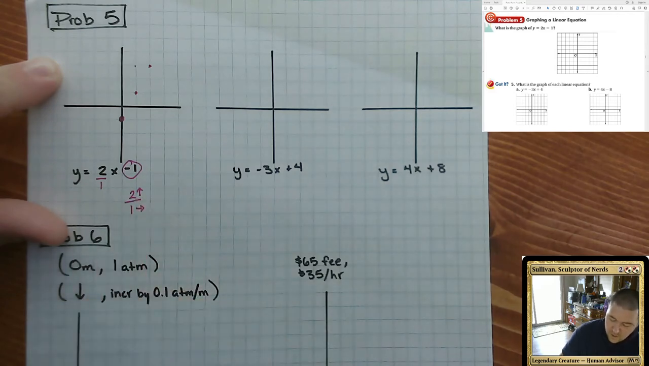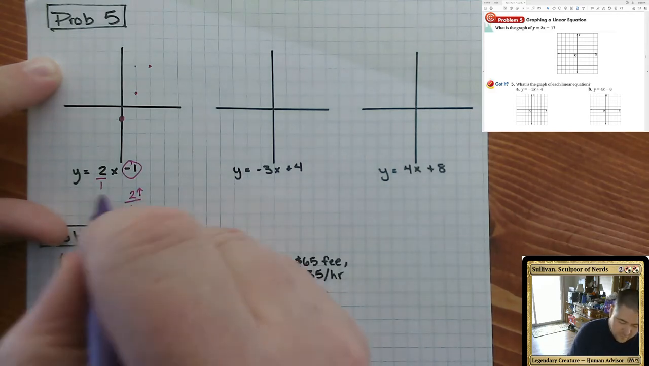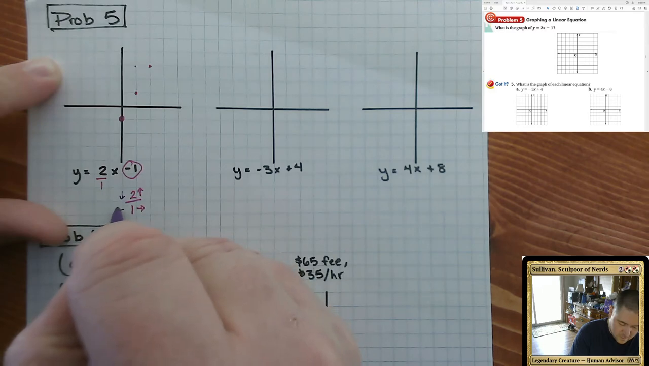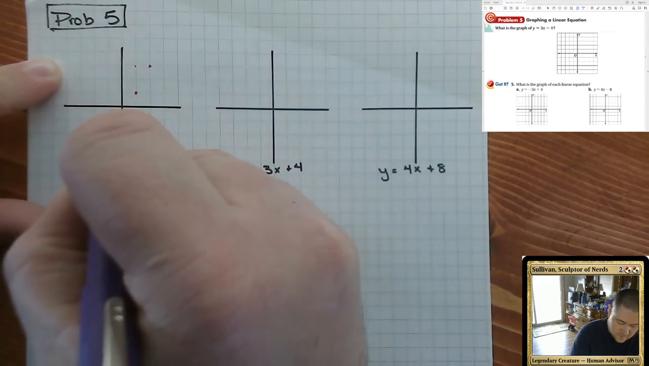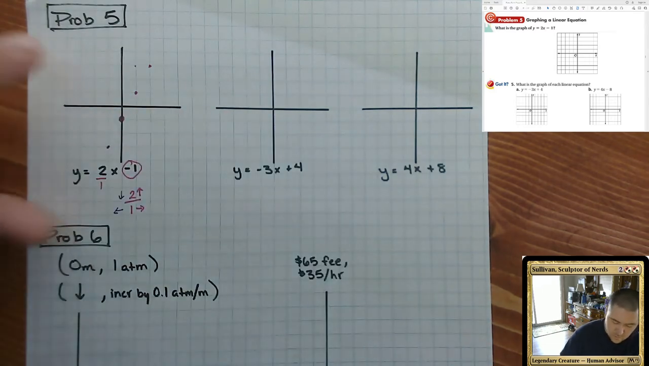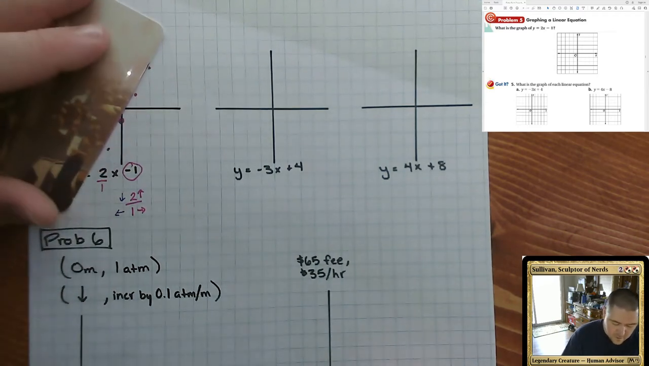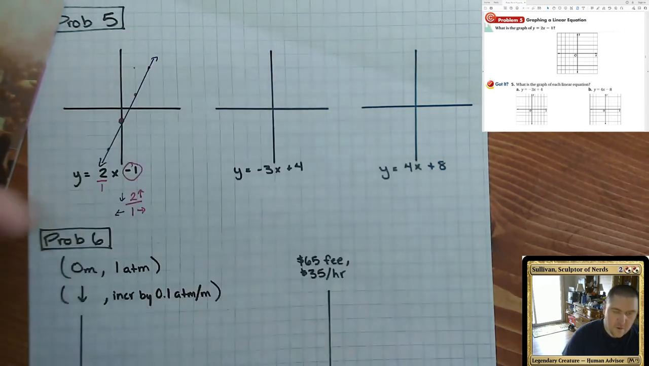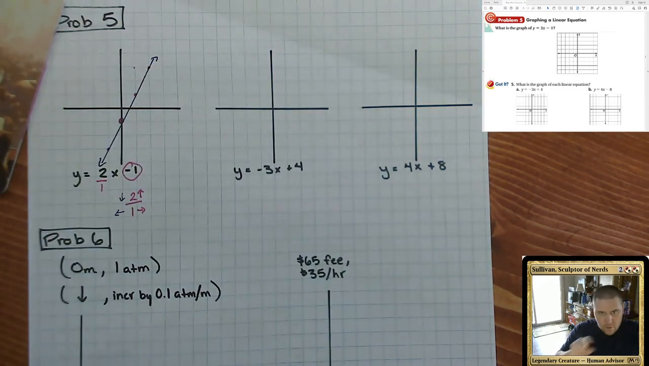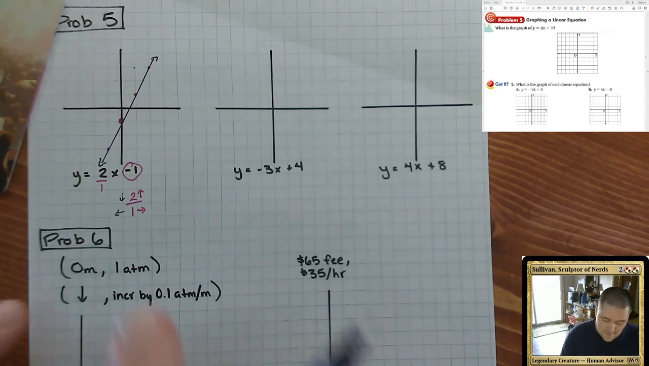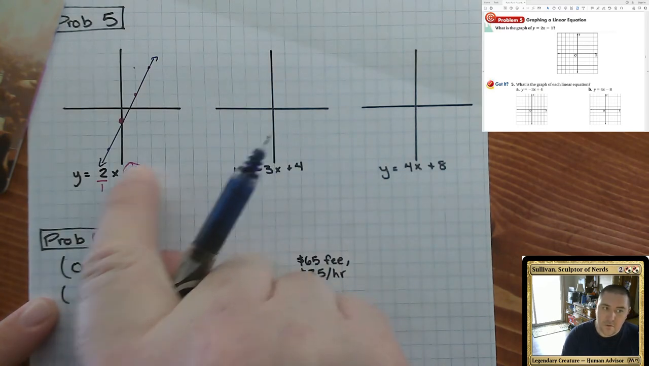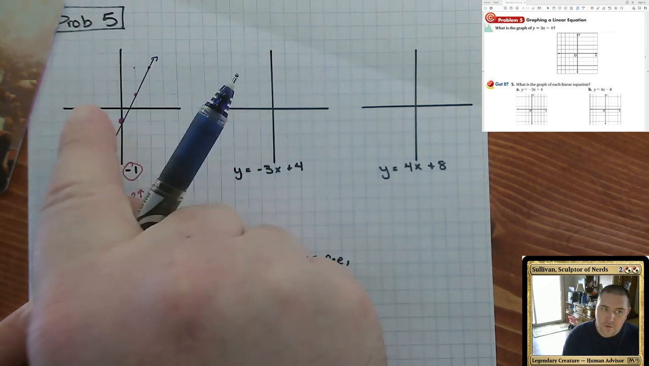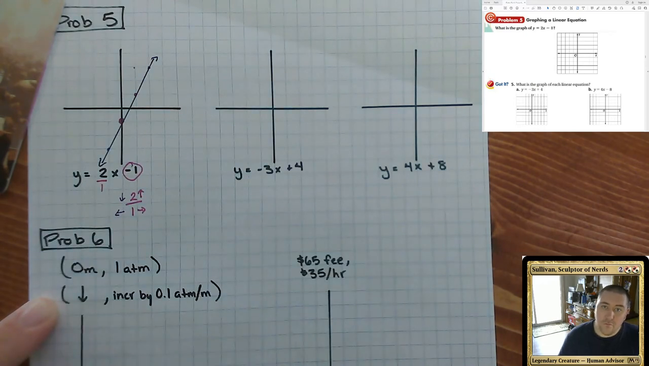Now if I ran out of room, I can reverse that and go down 2, left 1, down 2, left 1. You put it all together, grab a straight edge, put your little arrows on there. Make sure you actually run your line all the way across the graph. Don't just do a little nubbin in the middle of it. And there you go. That's it. Start at your y-intercept. Use your slope to make a few more points. Connect the dots.